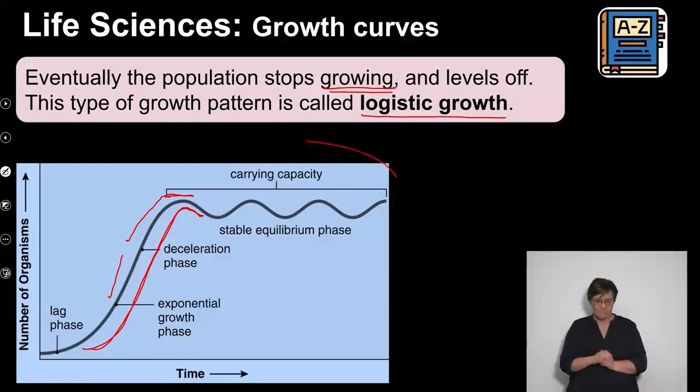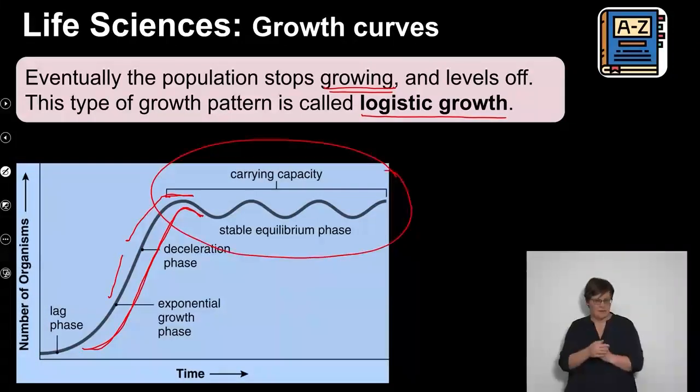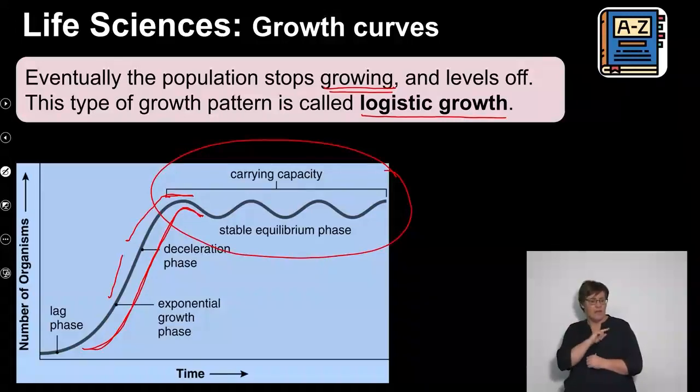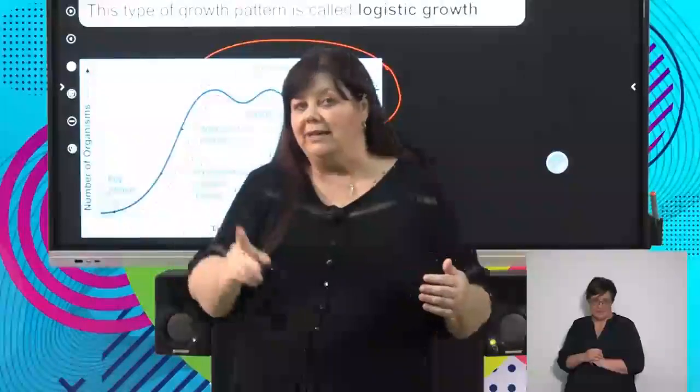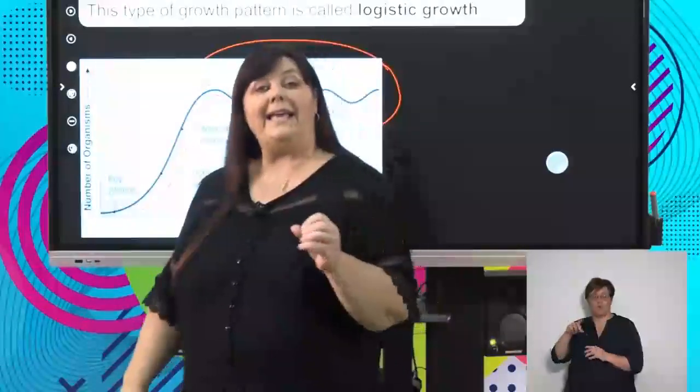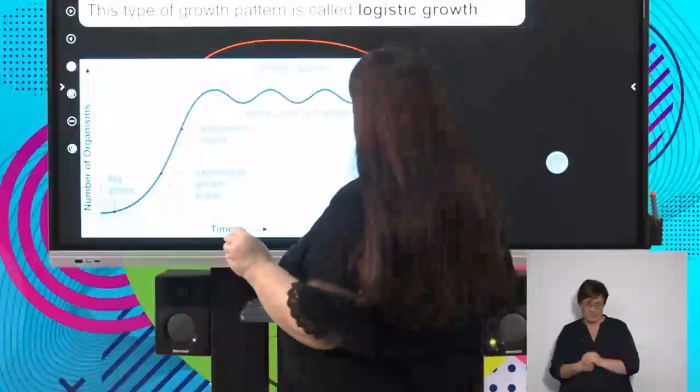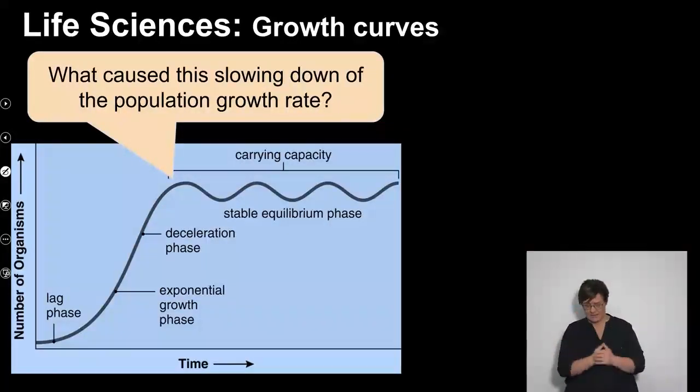Now, we need to discuss what is happening over here at that part of the growth in order to move from the J-shaped graph into this sigmoid or S-shaped graph. So let's explore some of these ideas. What caused the slowing down of the population growth rate? And we're going to be relating back to what you've learned about limiting factors.